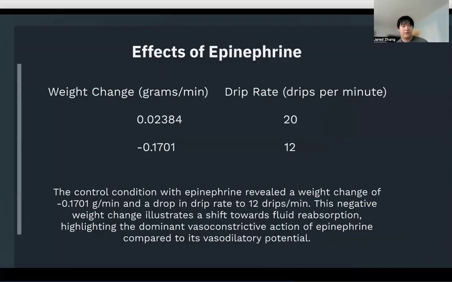Right, for epinephrine, the control condition showed a weight change of 0.0238 grams per minute and a drip rate of 20 drips per minute. With the addition of epinephrine, the weight change became negative, indicating fluid loss, and the drip rate decreased to 12 drips per minute. This suggests a shift from fluid accumulation to fluid reabsorption.